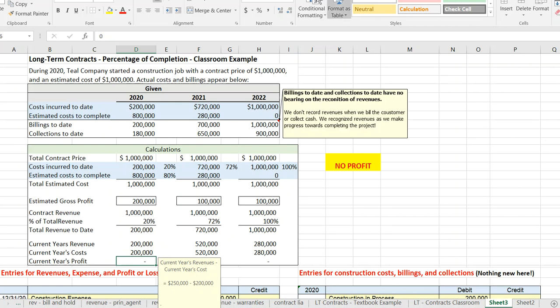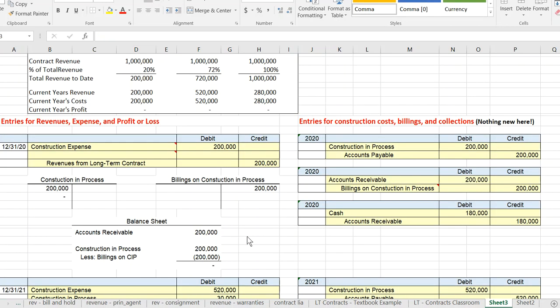And what would it look like? Here are our basic journal entries. Again, we've incurred $200,000 in cost, so we record that as an expense. If we don't expect to earn any profit from the contract, we will just report 20% of the contract revenues of $200,000. So there is no profit whatsoever.